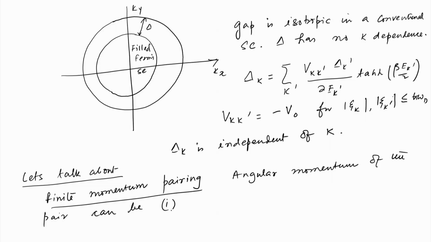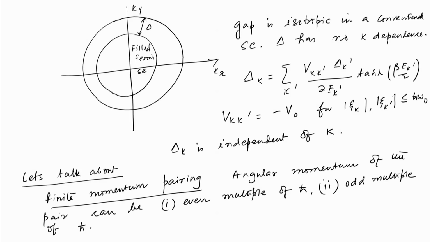can be one, an even multiple of H cross, and two, an odd multiple of H cross. This odd multiple of H cross involves what are called triplet pairings or p wave pairings and so on, which we will shelve for the time being, and only talk about even multiples of H cross. So, this even multiple of H cross is called the singlet pairing, and the odd multiple is called the triplet pairing. We are just going to talk about the singlet pairing.